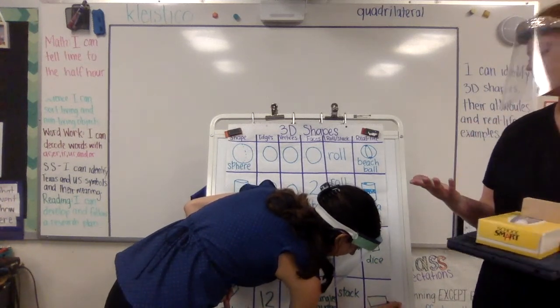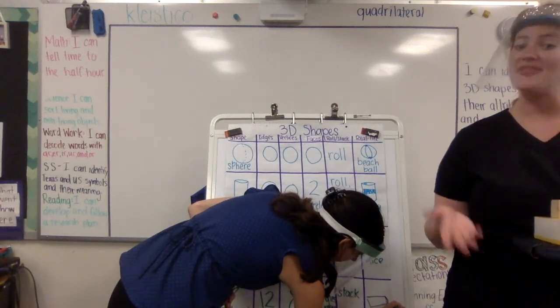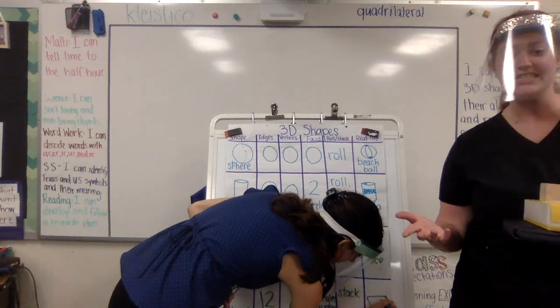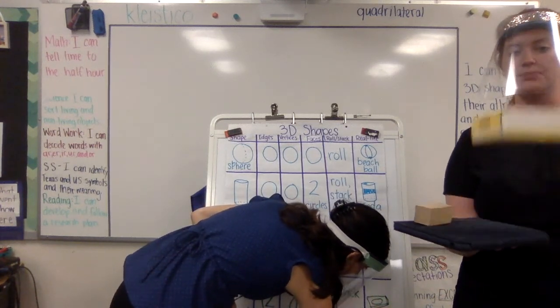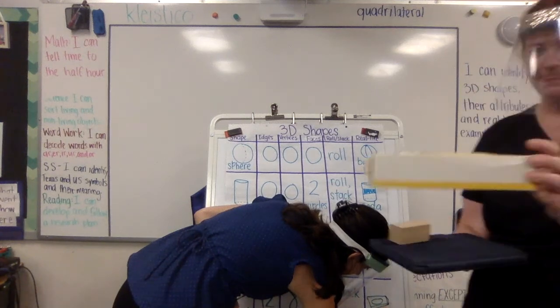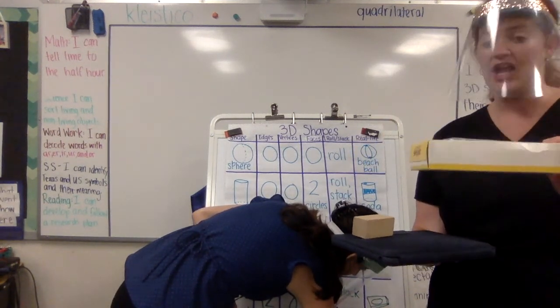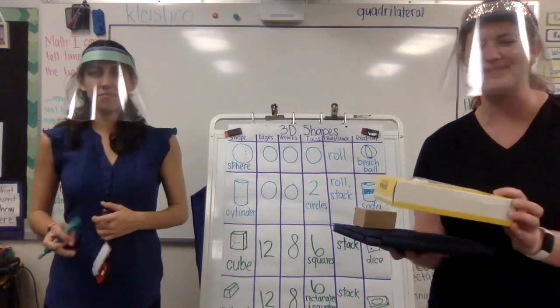Oh my goodness, Miss Lestico. Some tissue boxes can be in the shape of a cube. Remember, that's when they have all square faces and all of the edges are equal sizes. Or a tissue box can be like this one and be a rectangular prism. Now, I'm noticing on this particular one, there are no square faces. That's okay. All the faces are rectangular. It's still a rectangular prism.